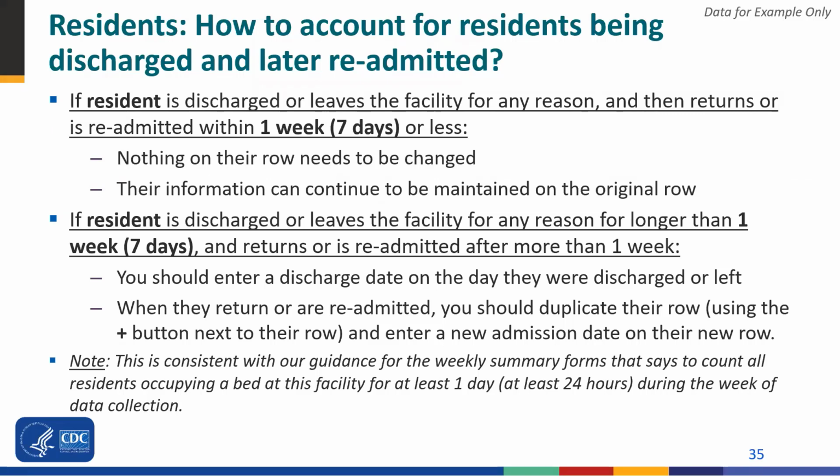However, if a resident is discharged or leaves the facility for any reason for longer than 1 week or longer than 7 days, and then later returns or is readmitted, you should enter a discharge date on the day they were discharged or left the facility. And then when they return or are readmitted, you're going to use the plus button next to the row to duplicate their row and enter a new admission date on their new row. And this is also consistent with our weekly summary form guidance that says to count all residents occupying a bed at this facility for at least 1 day during the week of data collection.